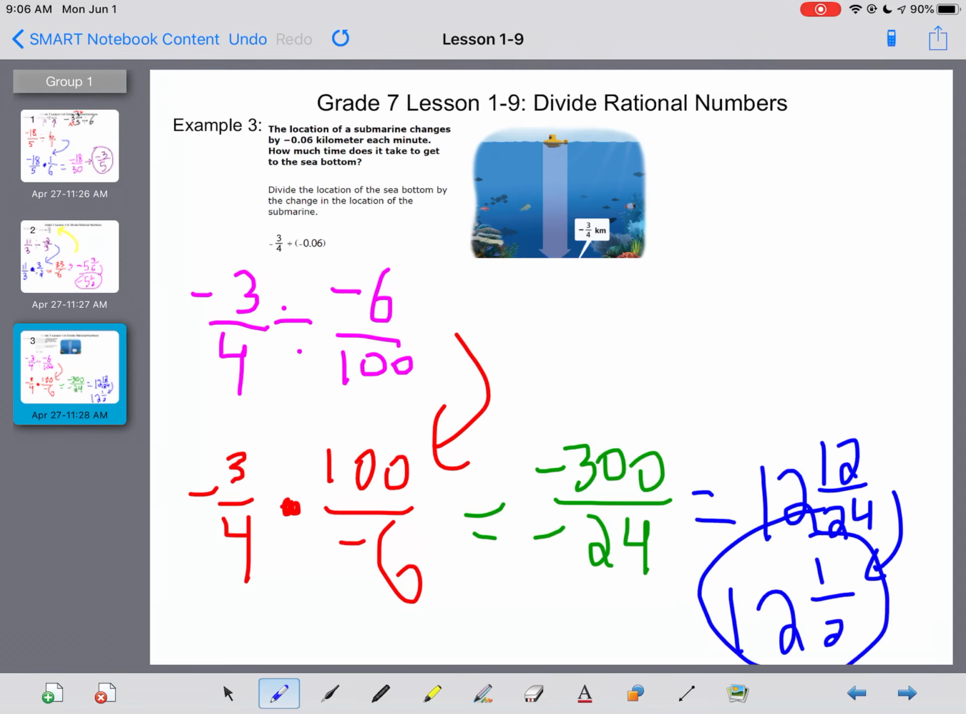And again, the answer is positive because when you divide two negatives together in the original question, negative divided by negative is a positive. So my final answer is 12 and 1/2.